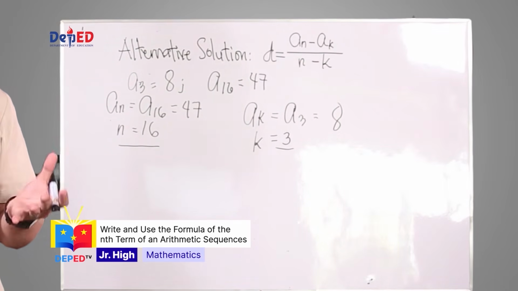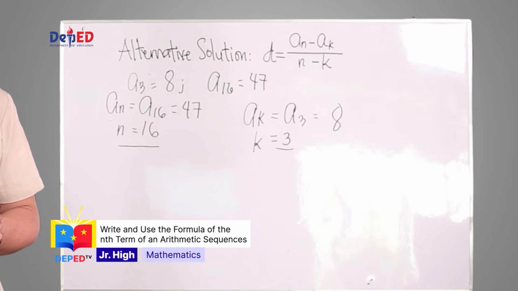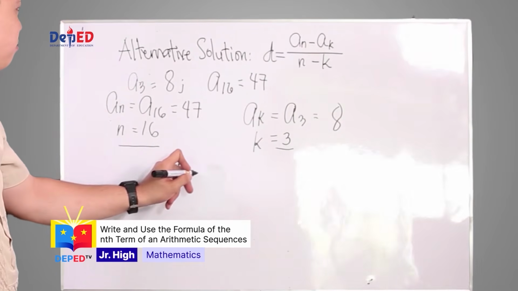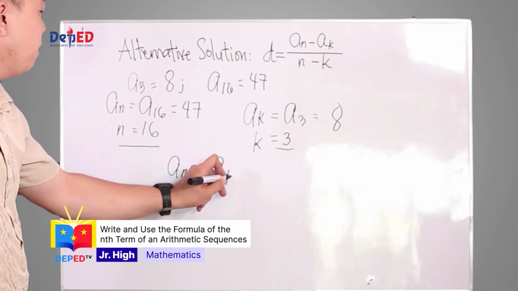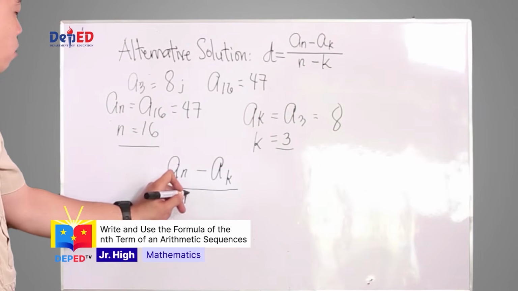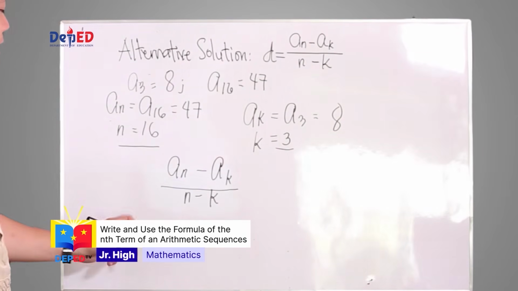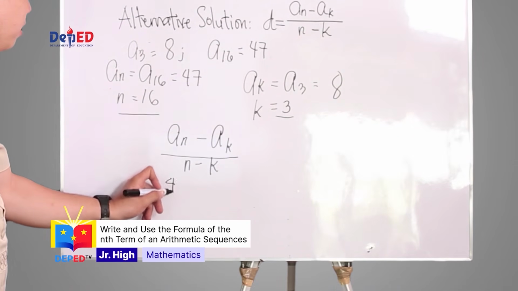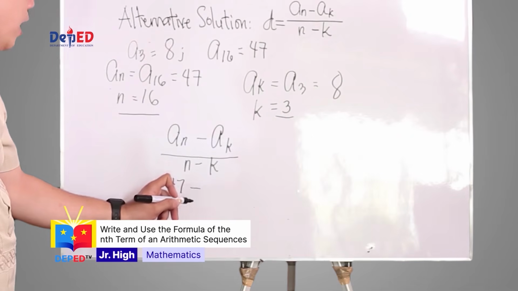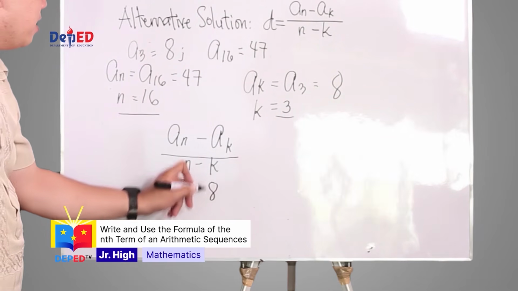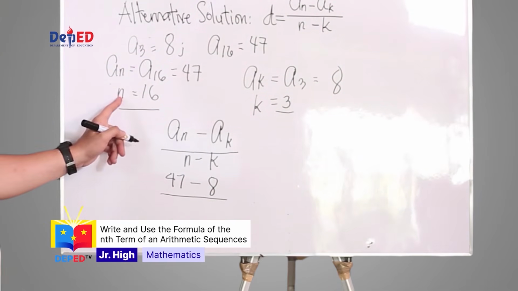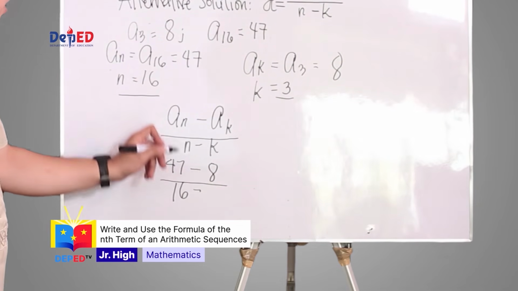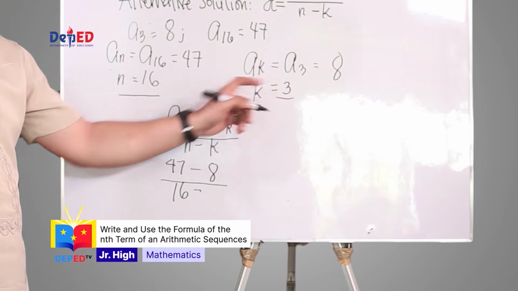Then we will substitute this given to the formula to find the common difference. So that's a sub n minus a sub k all over n minus k. So that is 47 minus our a sub k, which is 8, all over our n, which is 16, minus our k, which is 3.